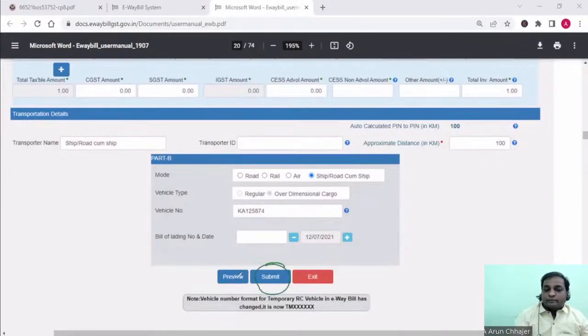And once you submit the information, the e-way bill would be generated. This is the practical. I showed you how the e-way bill looks like.